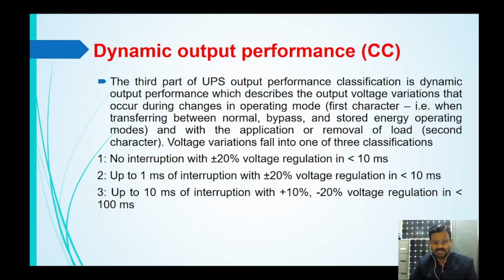So the no interruption with 20 percentage plus or minus voltage regulation up to 10 milliseconds. So this will be number 1. And second one, up to 1 millisecond interruption, that is only 1 millisecond interruption with 20 percentage voltage regulation, and it will settle down in 10 milliseconds. The third, number 3, is up to 10 milliseconds of interruption time with plus 10 percentage and minus 20 percentage voltage regulation in 100 milliseconds time delay. So these are the three different types.